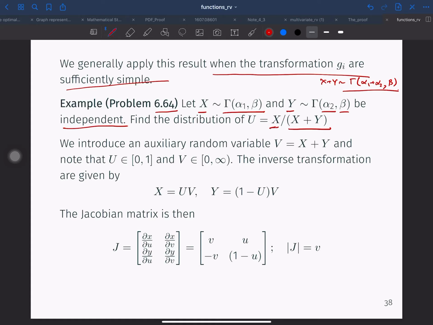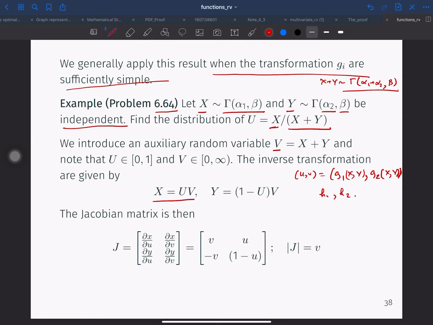The trick to do this is to introduce another random variable V, and then we will have (U, V) as some function, say g1 of (X, Y) and g2 of (X, Y), to use the consistent notation. And then we can look at the inverse functions h1 and h2.